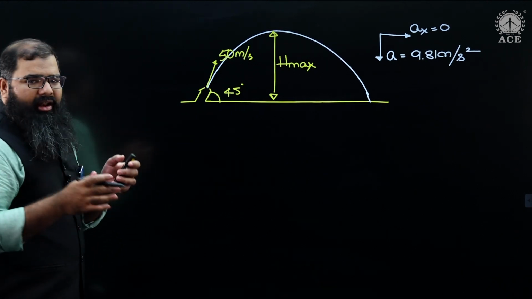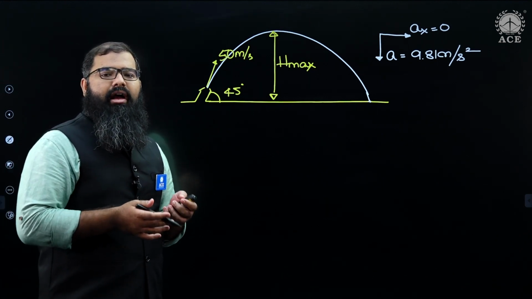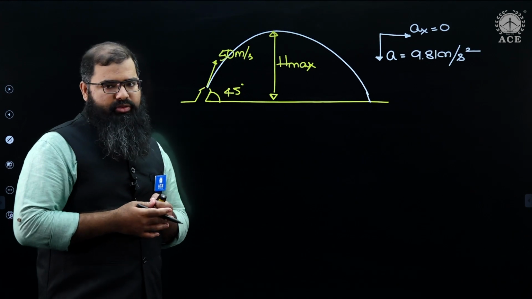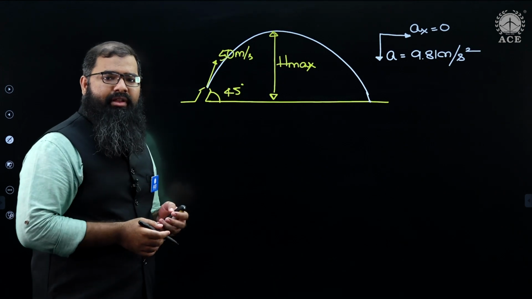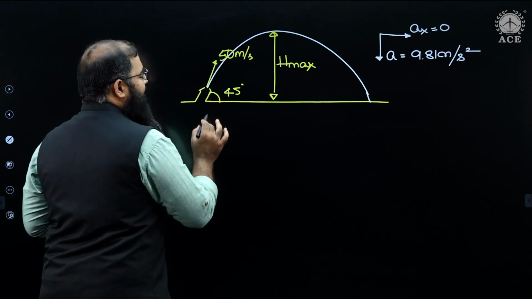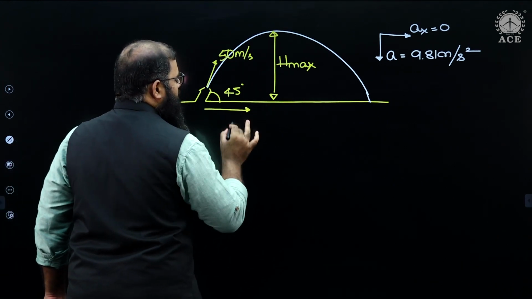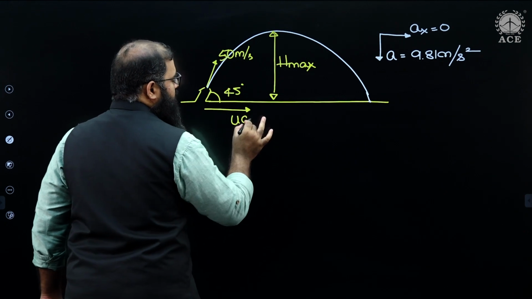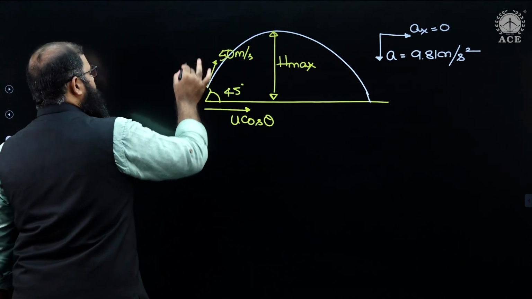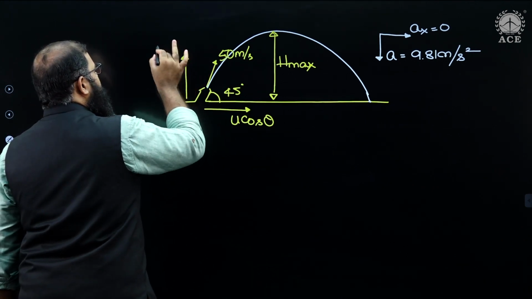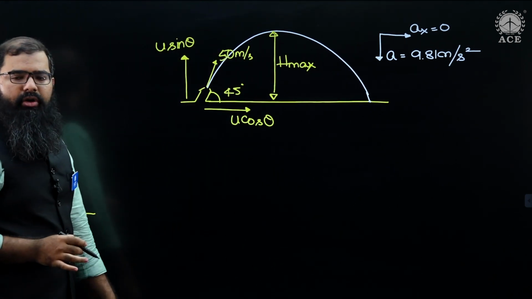Now there is a very interesting logic why the formula of h maximum happens to be u square sine square theta by 2g. Apart from your derivation, you can also think logically. You see, the velocity was initially having two components. One component was in the x-axis, equal to u cos theta. The other component is in the vertical axis, equal to u sin theta.